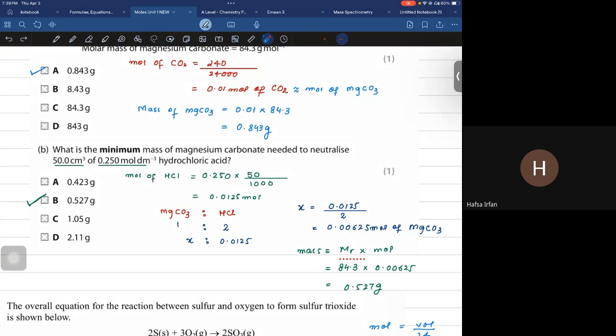They are asking the mass. So mass is equal to moles times Mr. Mr of magnesium carbonate is 84.3. Then I would be getting the mass of magnesium carbonate, that is 0.527. Okay. Simple hai, aasaan hai, easy hai.